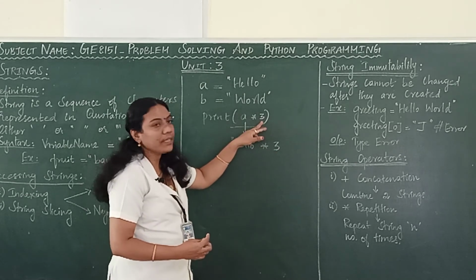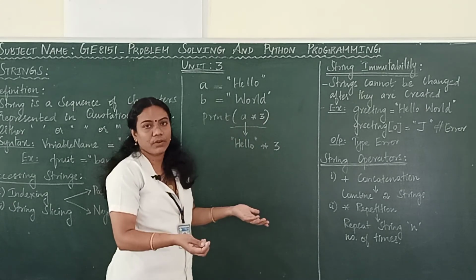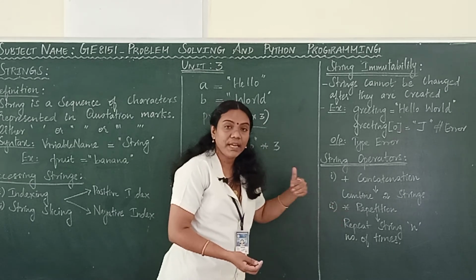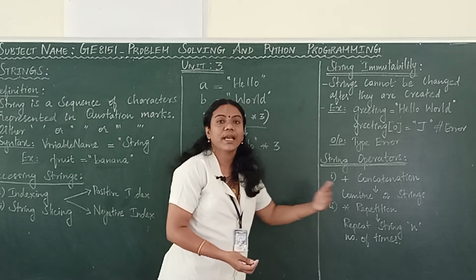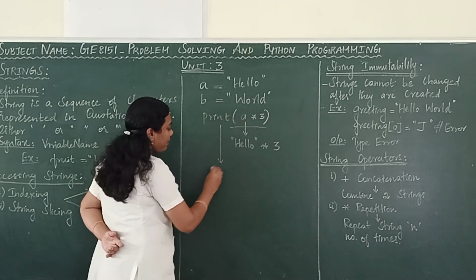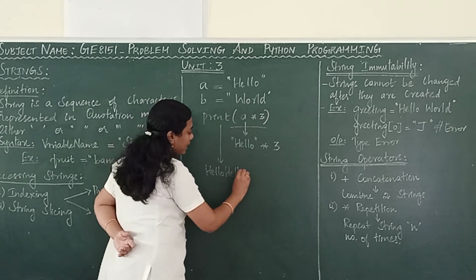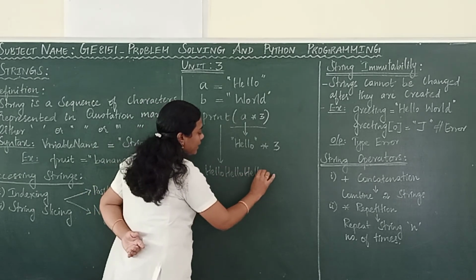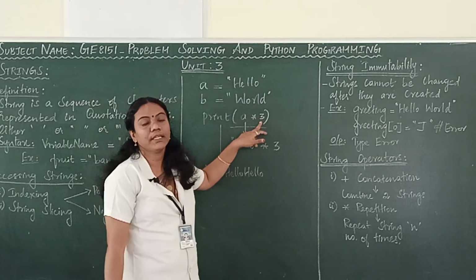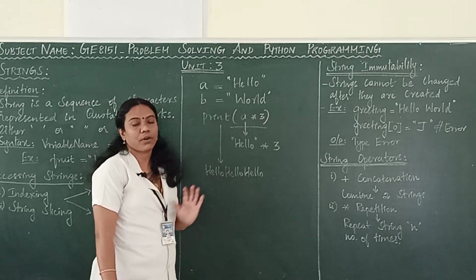If I provide the value 10 here, what happens? The value hello will be printed 10 times. So the repetition operator is used to repeat a particular string n number of times. What will be the output for this print statement? The word hello will be printed 3 times. We are repeating the same string n number of times. In this example, I provided the value 3, so the word hello will be printed 3 times.